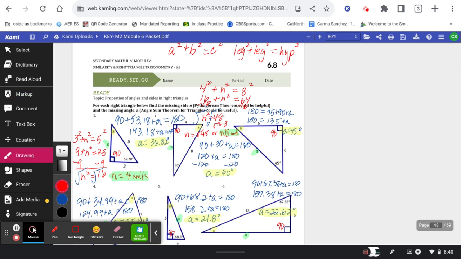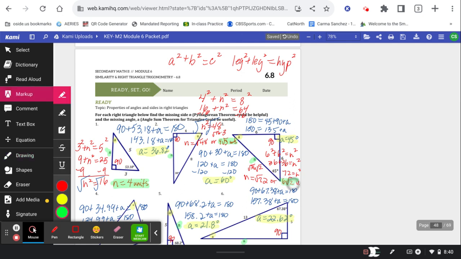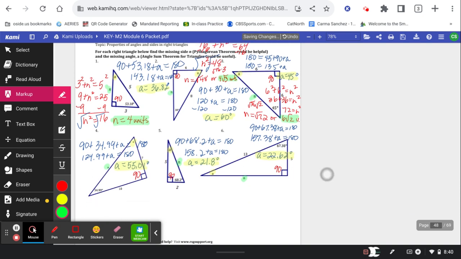Simplifying that radical. Okay, next one, we've got 6 squared plus 6 squared equals missing hypotenuse n squared. That's 36 plus 36, or 72. When I take the square root of both sides, again, I get radical 72, which can be simplified into the square root of 36 times 2. And the square root of 36 is just 6, so the root 2 stays underneath, and u for units. So my final answer for this one is 6 root 2 u for units. That's the missing side.